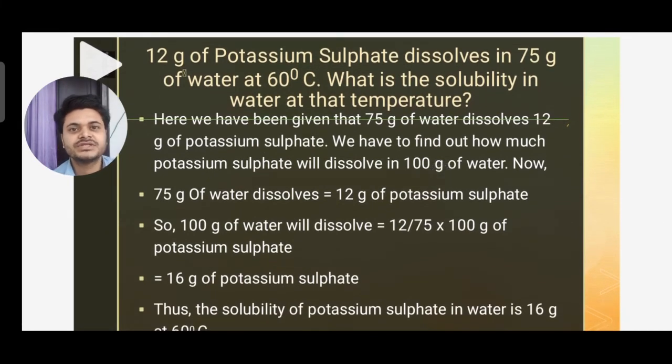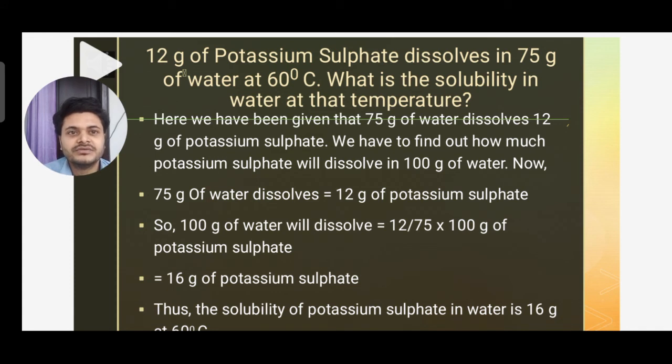Next question. 12 gram of potassium sulfate dissolved in 75 gram of water at 60 degrees Celsius. Again I repeat, 12 gram of potassium sulfate dissolved in 75 gram of water at 60 degrees Celsius. What is the solubility in water at that temperature?